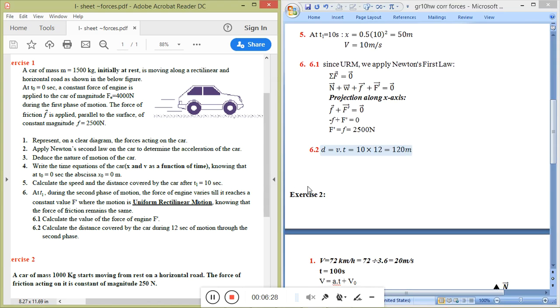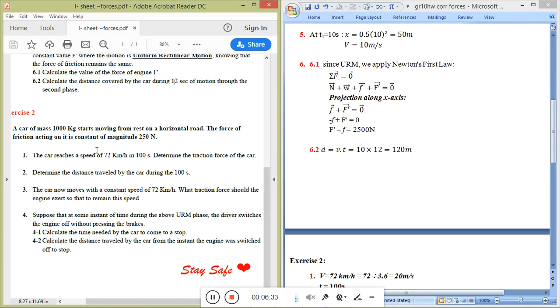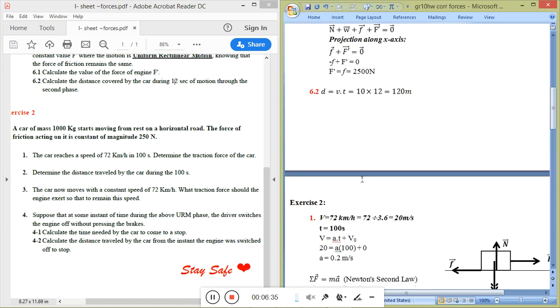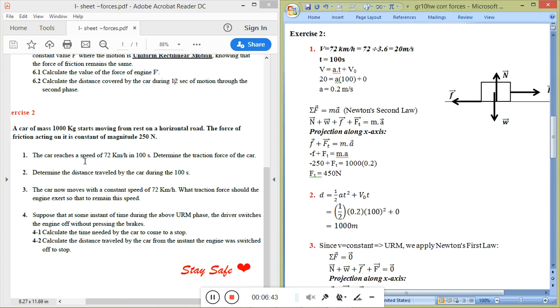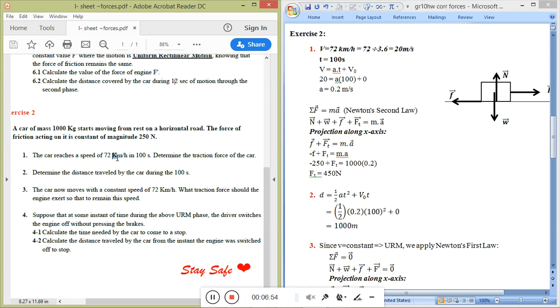Okay, that's exercise 1. Now, in exercise 2, a car of mass 1,000 kilograms starts moving from rest. This means that V0 equals 0, on a horizontal road. The force of friction acting on it is constant of magnitude 250 newtons. So the frictional force is 250 newtons. The car reaches a final speed of 72 kilometers per hour. To convert it into meters per second, we divide by 3.6. So 72 divided by 3.6 is 20 meters per second.